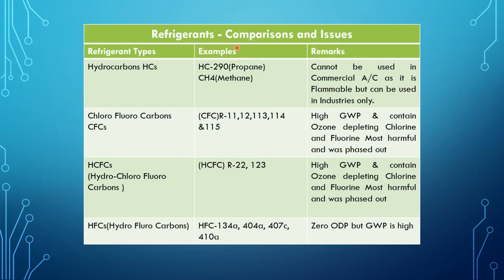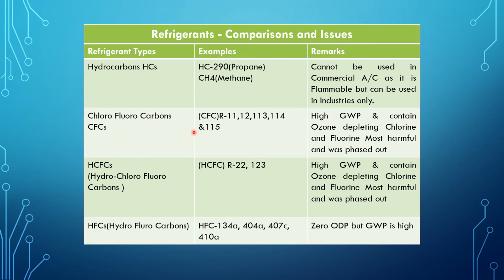Now we can see the refrigerant comparison and issues. This is a type of hydrocarbon. HC290 is propane based. CH4, that is methane, cannot be used in commercial AC or domestic purposes. It is flammable, but it can be used in industry. Propane is used in cryogenic processes in industrial applications, in LNG plants and LPG production units.